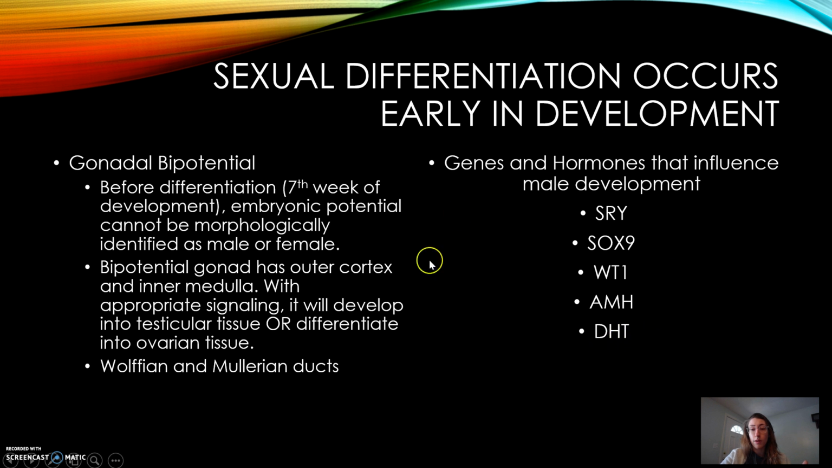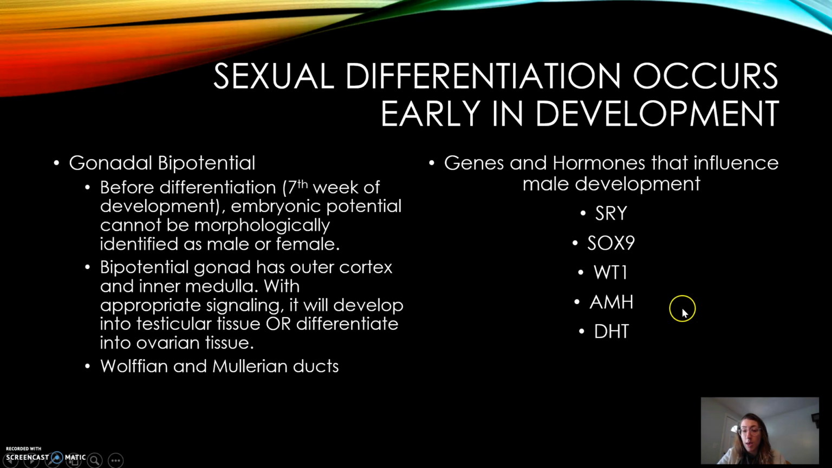If you look over here in this column, we have some genes and hormones that play an important role in male development, which is different from female development. The SRY gene is located on a specific region of the Y chromosome, so females don't have that, and it is what helps determine male characteristics. SOX9 and WT1 both play a role and are influenced by SRY, and those are only in males.